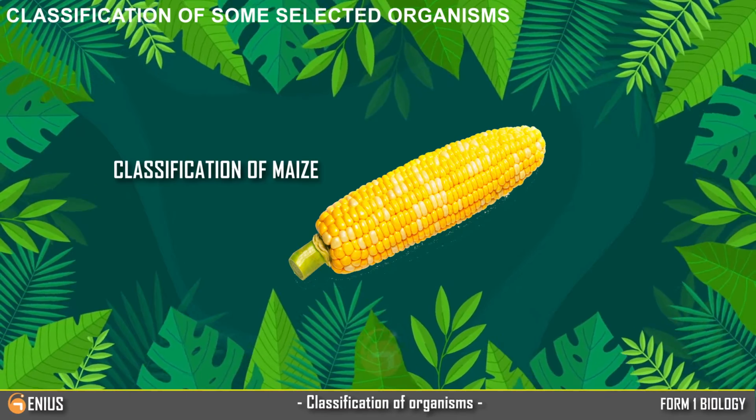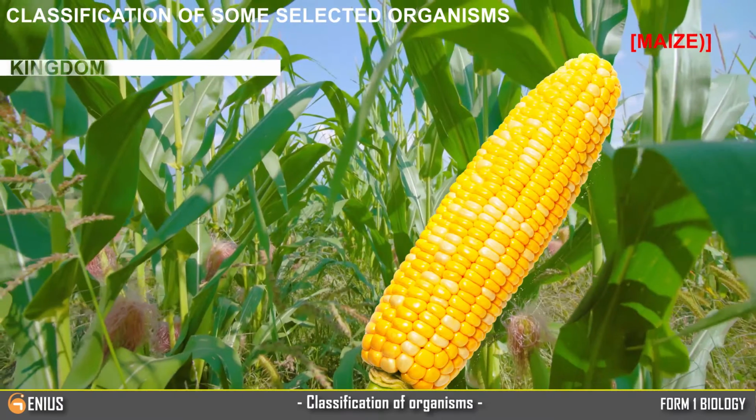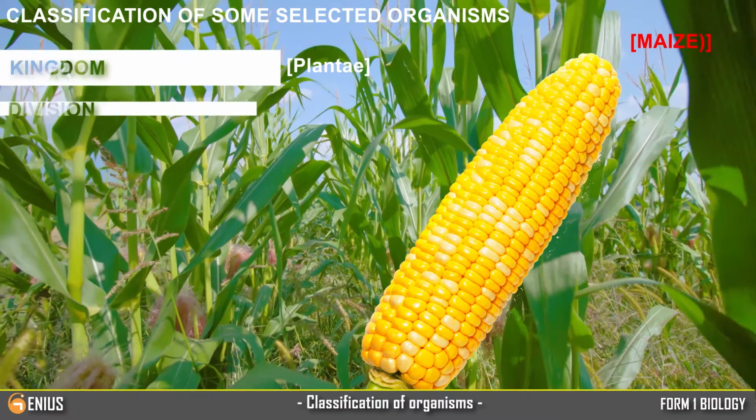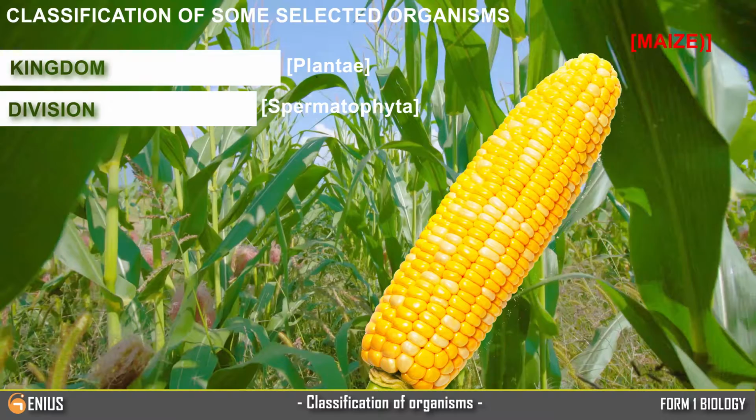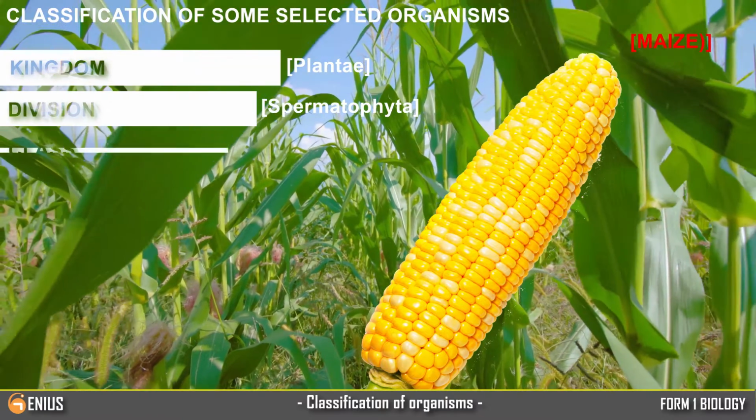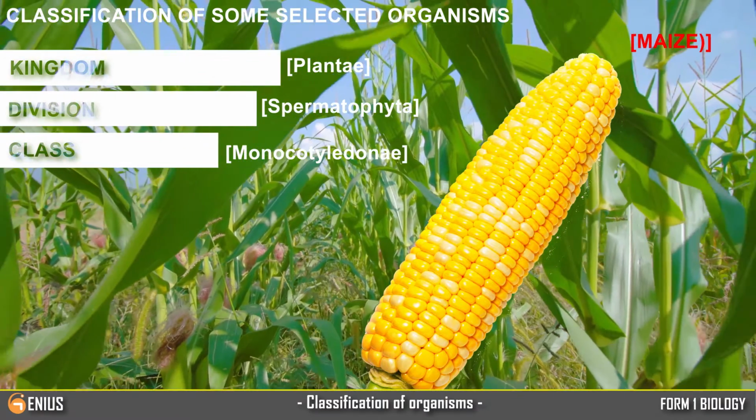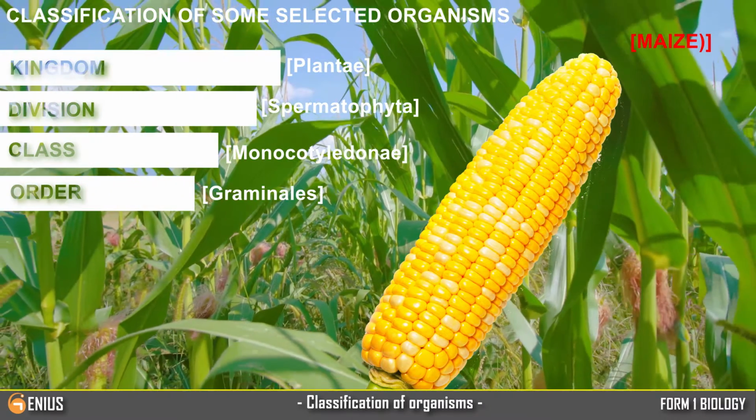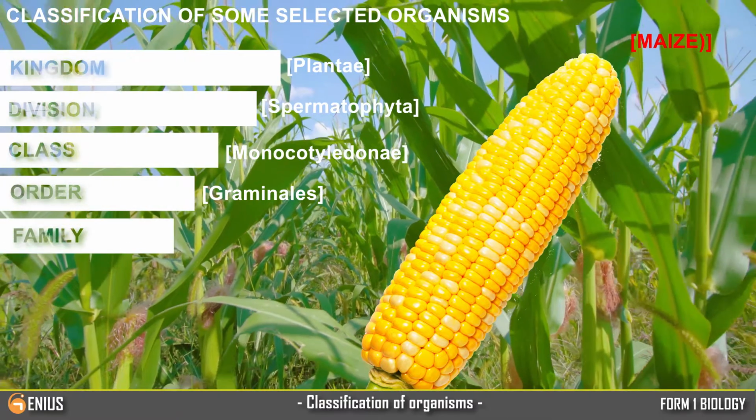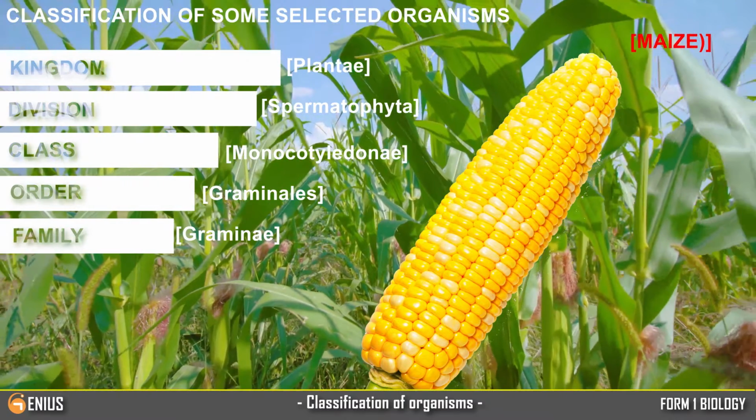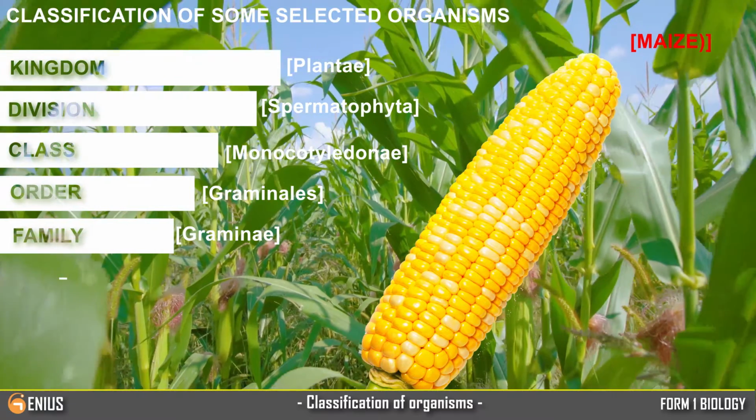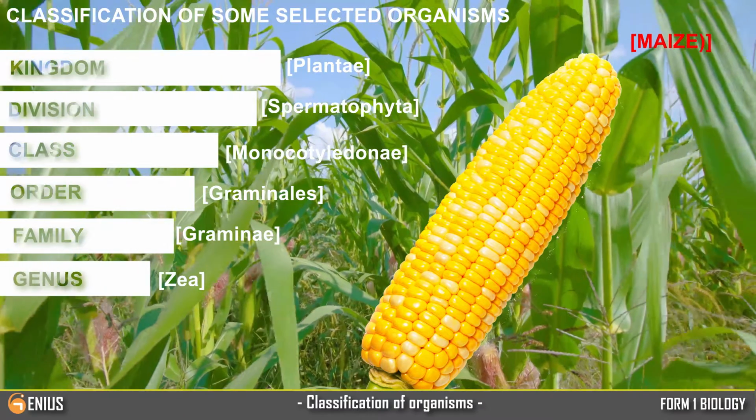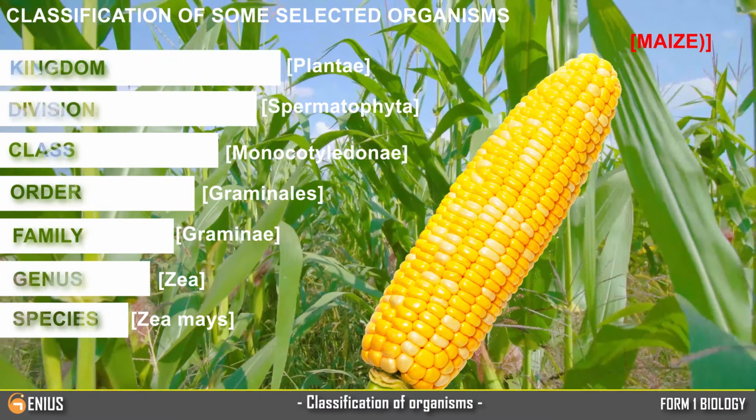Classification of maize. Kingdom: Plantae. Division: Spermatophyta. Class: Monocotyledone. Order: Gramenales. Family: Gramineae. Genus: Zea. Species: Zea mays.